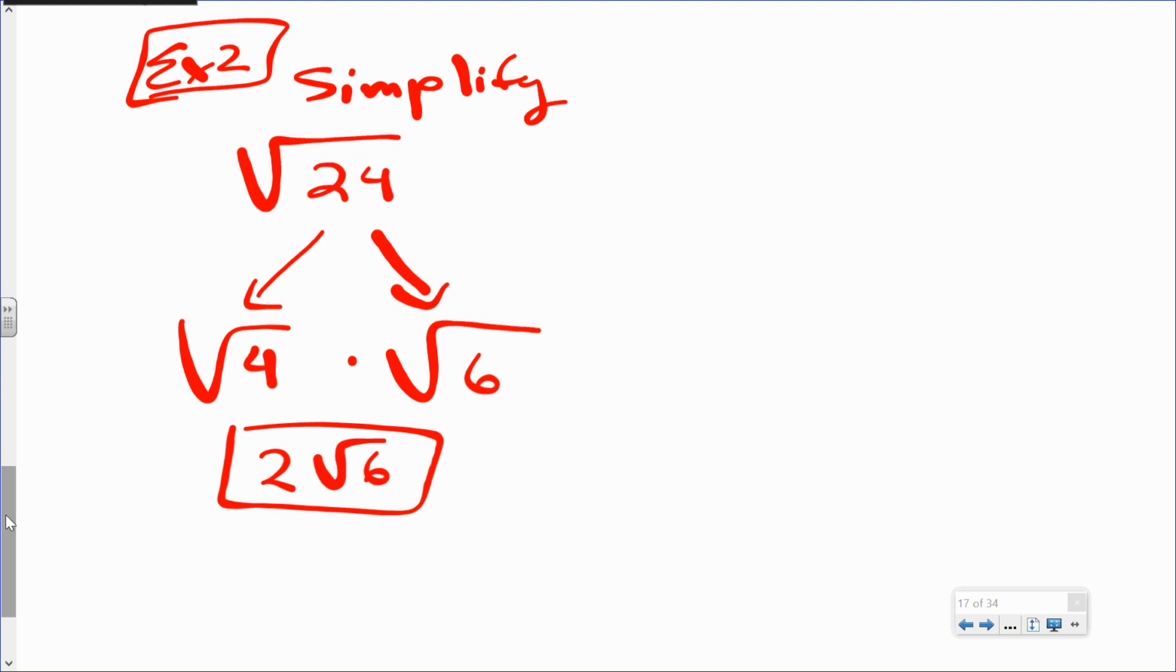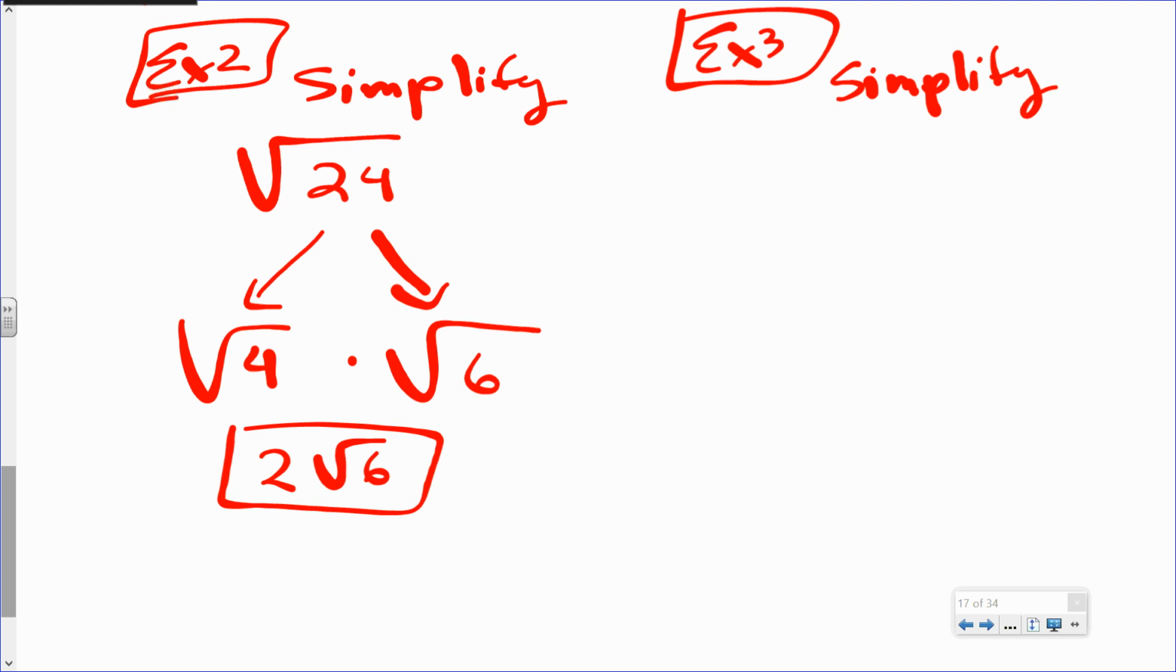All right. Example 3. Let's simplify rad 27.